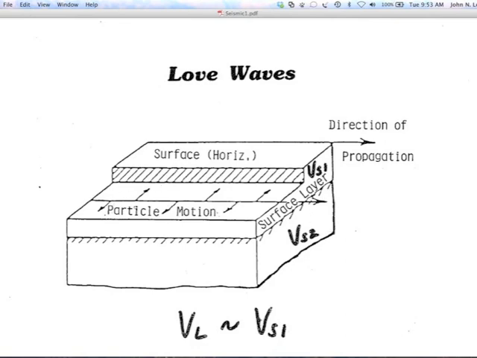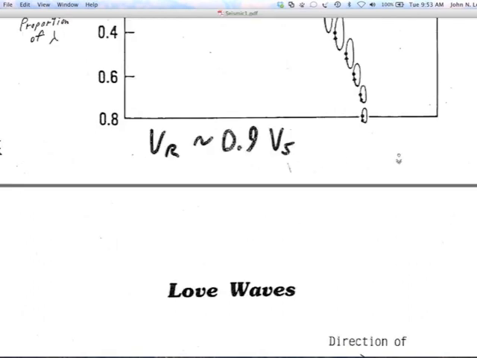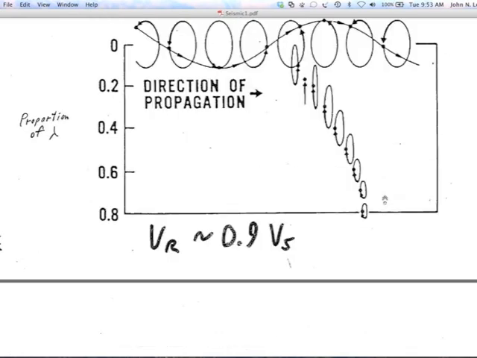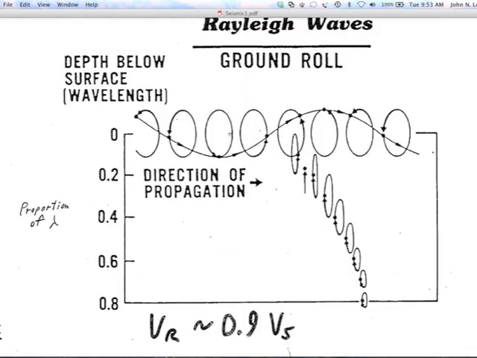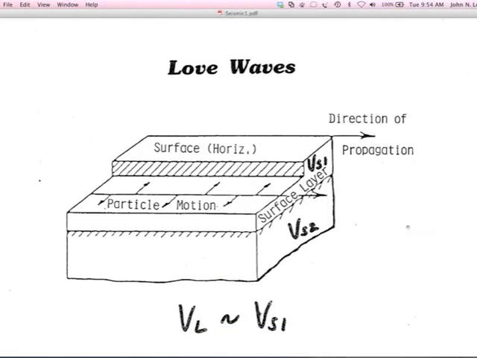The particle motion of Love waves is entirely horizontal. So you can see Love waves are like a surface wave that's made out of SH waves. Whereas Rayleigh waves don't require a low velocity surface layer. They occur anywhere on the free surface. Love waves are like SH waves. Rayleigh waves are really made up of SV waves, because they're shaking vertically and in the direction of propagation.